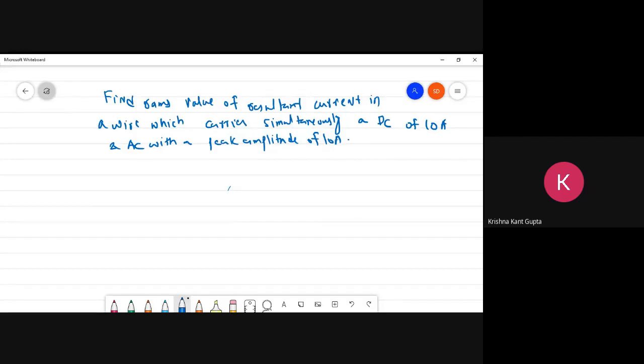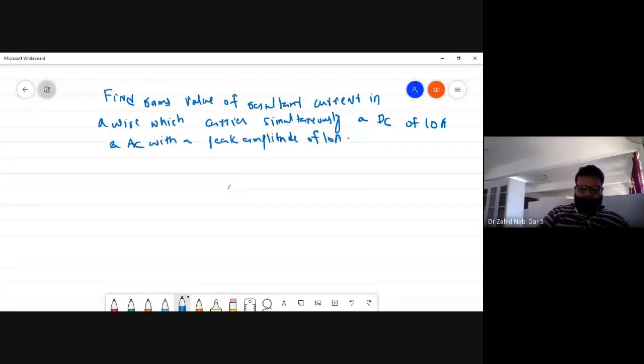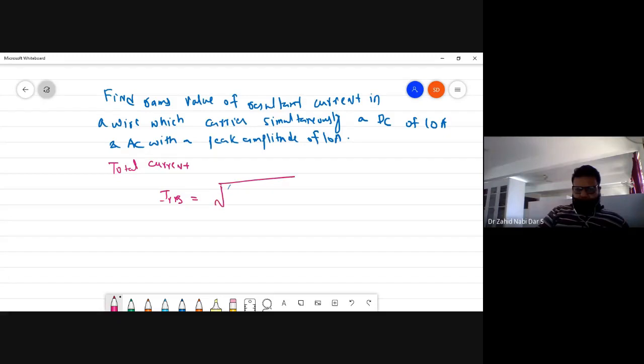So basically, here what we have to do is calculate the total current. The simple formula is that IRMS of a combinational circuit would be equal to the square root of IDC squared plus IAC squared. Now when we are taking IAC, which value will we take? We will take the IRMS value.